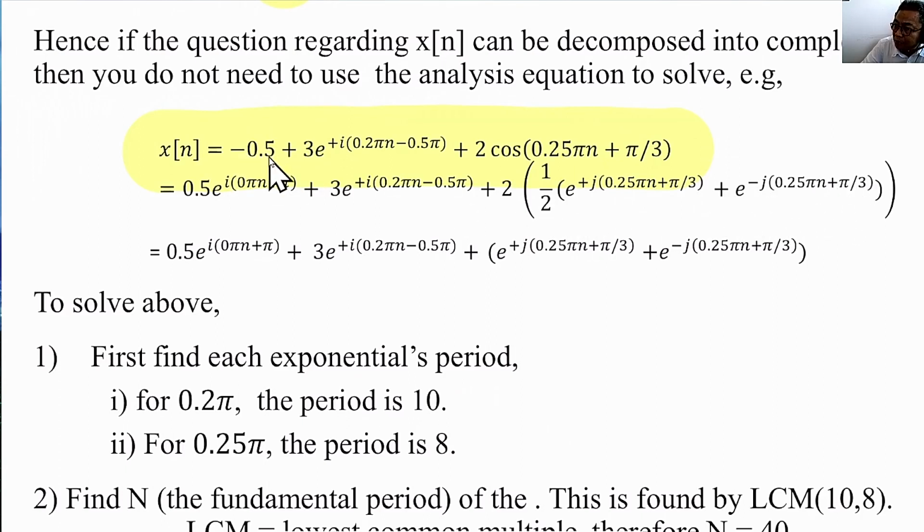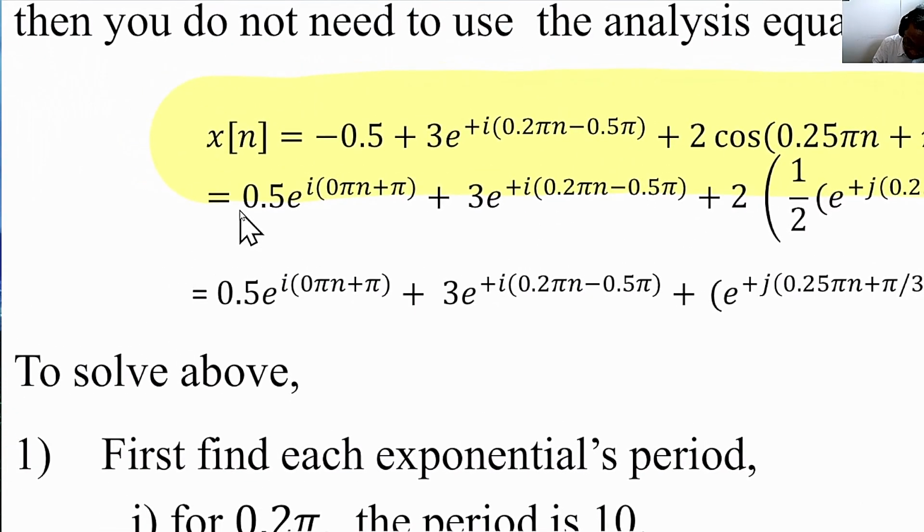What about minus 0.5? The constant. Actually, minus 0.5 can be represented as a complex exponential as well. In fact, it is the complex exponential with amplitude 0.5 but with omega equals to 0. That means the frequency of this complex exponential is 0, because e to the power j0n is still 1. But this is minus 1. So how do we get minus 1? We introduce a phase shift of pi.